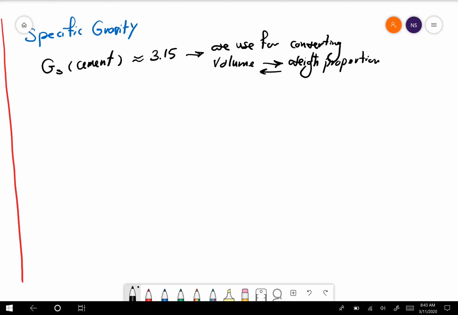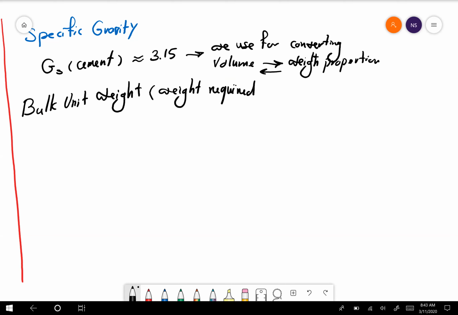And of course, the other way around. And the other definition is that we want to know the bulk unit weight of Portland cement, which is by definition, similar to what we have for the aggregates, the weight required to fill a container.